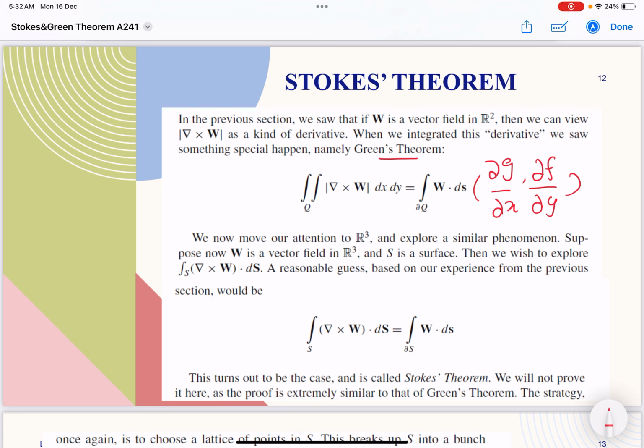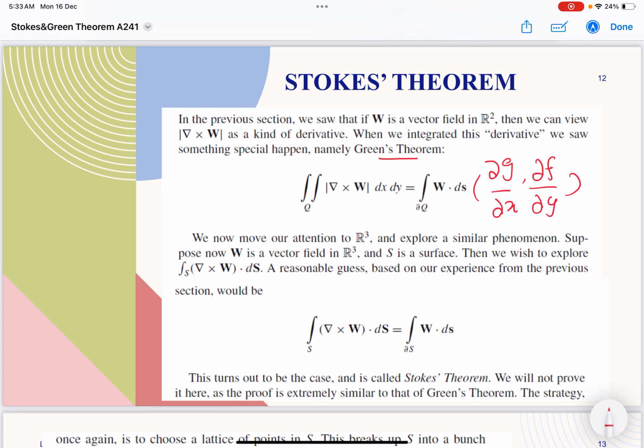Just for your information, the Green theorem I put into the assignment for your continuous assessment. But for Stokes theorem, I give it in the final exam question. So hopefully this lecture will help you a lot to understand and ease your understanding of Stokes theorem for your final exam preparation.